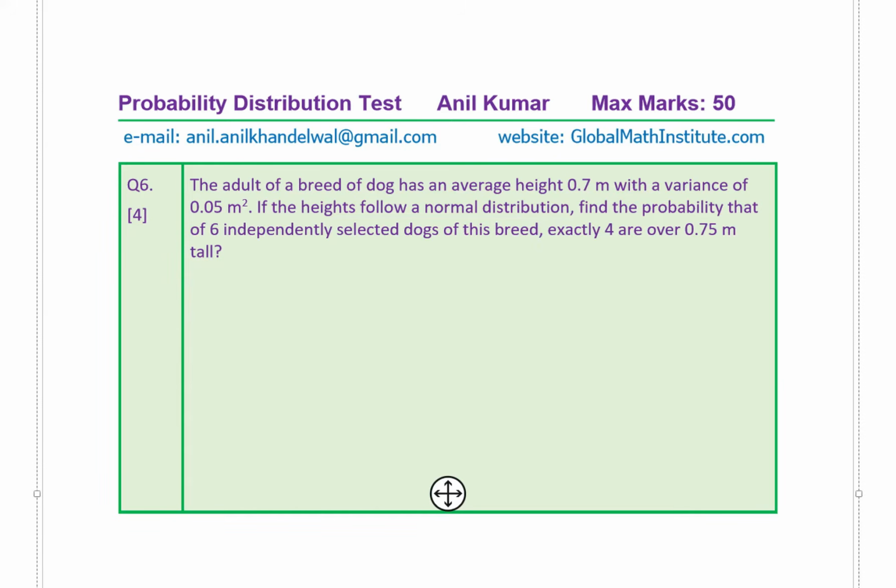Let's move on. Question number 6. The adult of a breed of dog has an average height of 0.7 meters with a variance of 0.05 meters squared. If the height follows a normal distribution, find the probability that of 6 independently selected dogs of this breed, exactly 4 are over 0.75 meters tall.